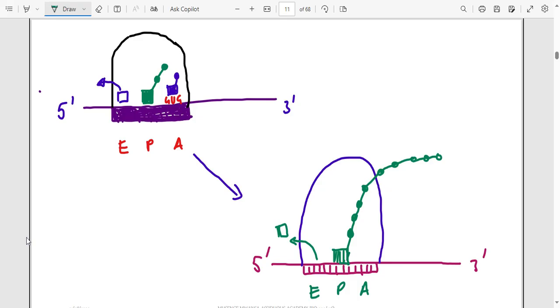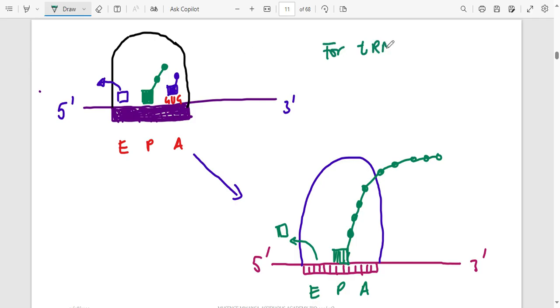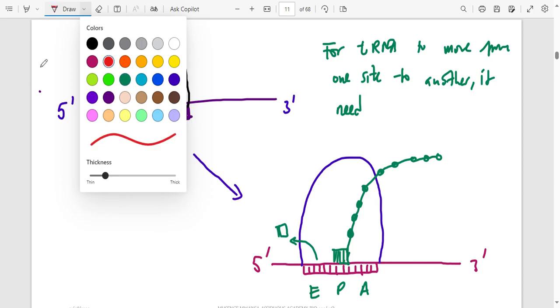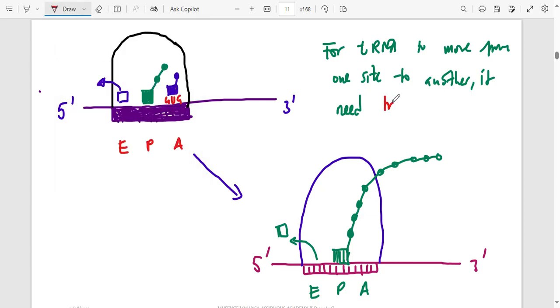But after the process of elongation happens, look at this. For tRNA to move from one site to another, you need another enzyme. What's the name of the enzyme? This is known as translocation, moving. So you need the enzyme known as translocase.